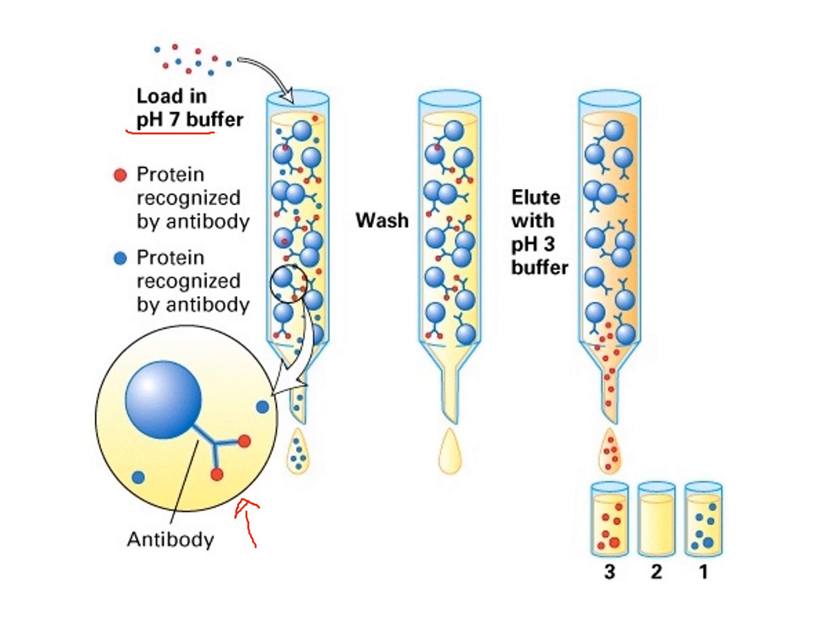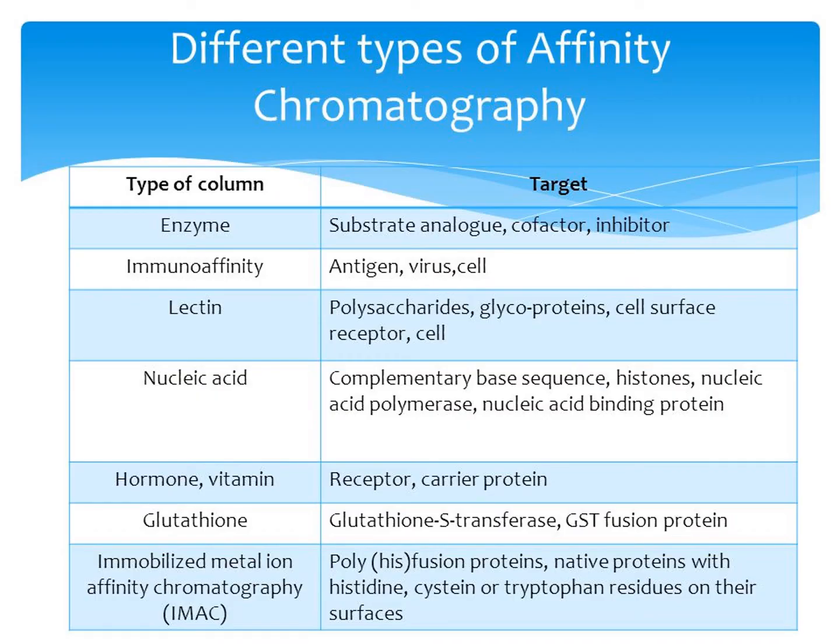And so you can wash through and then change the pH and drop the proteins off. And so there it is, fraction 1, 2, and 3. And then hopefully we have pure proteins at that point.